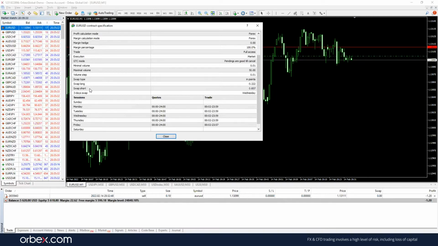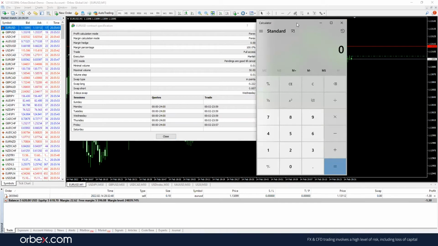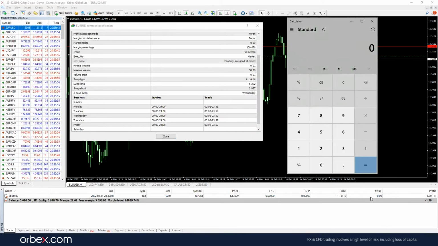So swap long and swap short, bearing in mind this is points. So what does that mean? This means that this decimal point here will go at the front. So when you're doing the calculation, it will be 0.5222, and this will be 0.0857 because it's in points. So let's just take a quick calculation. Apologies that I haven't got any swap calculations to show you live at the moment, but we can do one as an example.